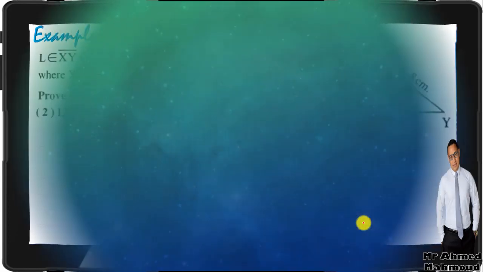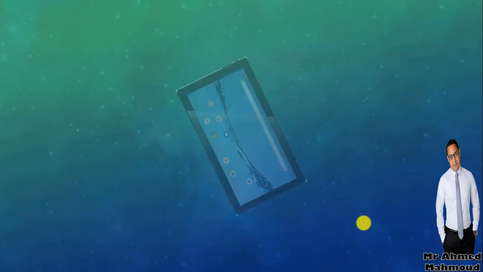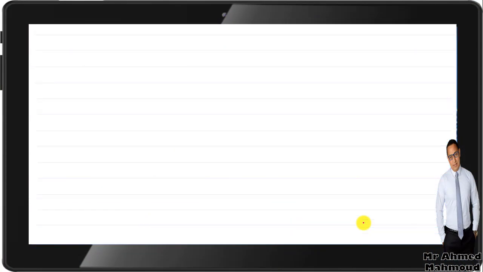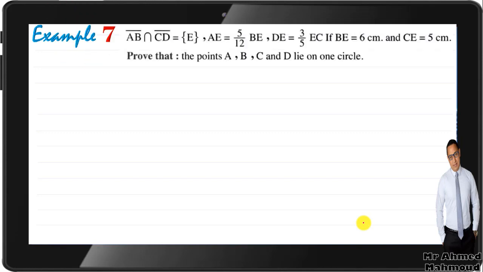Okay, now we have example 7. In this example, AB and CD intersect at E, where AE equals 5 over 12 BE, and DE equals 3 over 5 EC, BE equals 6, EC equals 5. Prove that the points A, B, C, and D lie on the same circle.